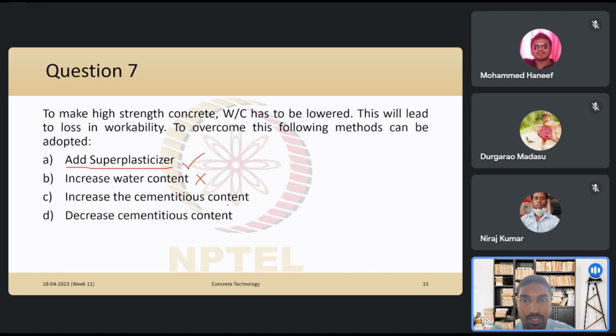C is to increase the cementitious content. This also can be done because by increasing the cementitious content, your water to cement ratio will go down, right? So therefore, this is also an appropriate method. And D is just the opposite, decreasing the cementitious content. This will actually increase your water to cement ratio, right? So that is not required here. Therefore, the right options out of the four are both option A and option C.